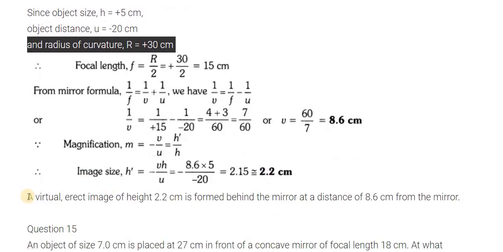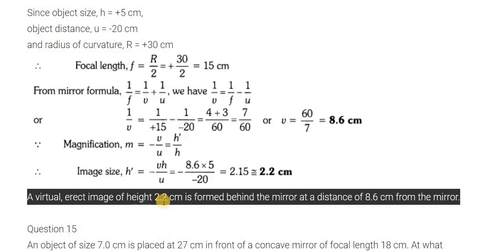So here the virtual and erect image of height 2.2 centimeter is formed behind the mirror at a distance of 8.6 from the mirror.